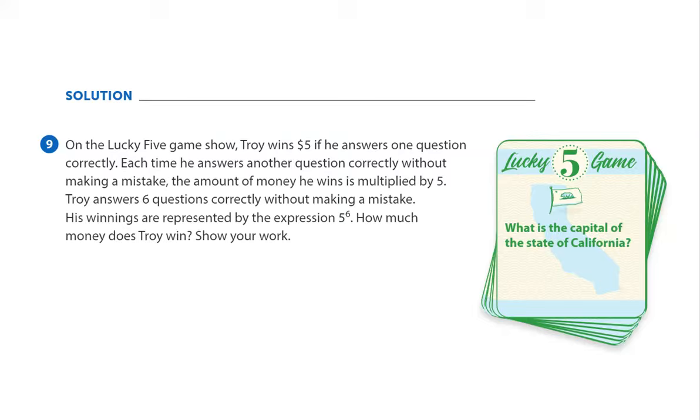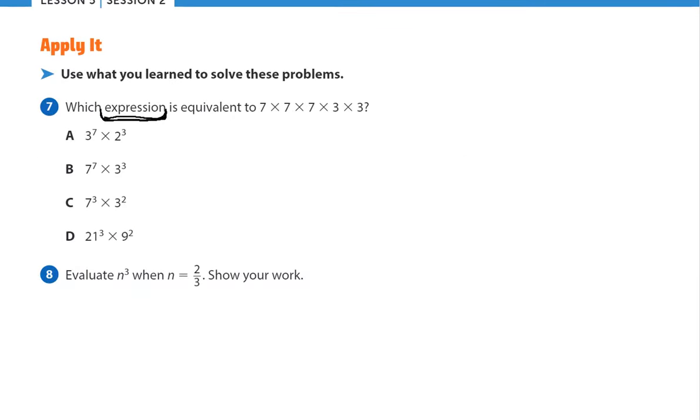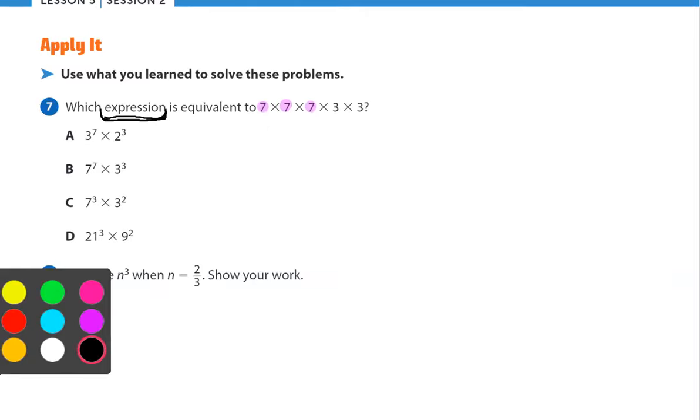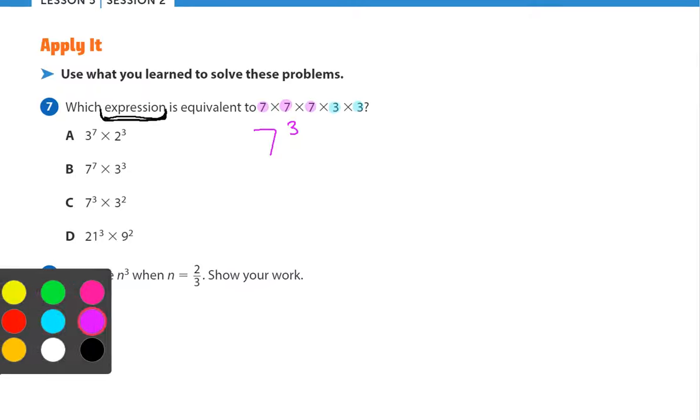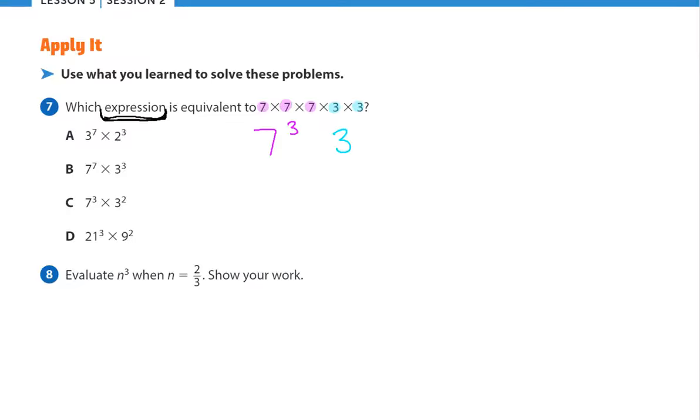Okay, so this is 7 to the power of what? 7 to the power of 3. And then we have 3 to the power of what? Well, that's 3 to the power of 2. And then in between here, we still have this multiplication symbol, so we're just going to bring that down.